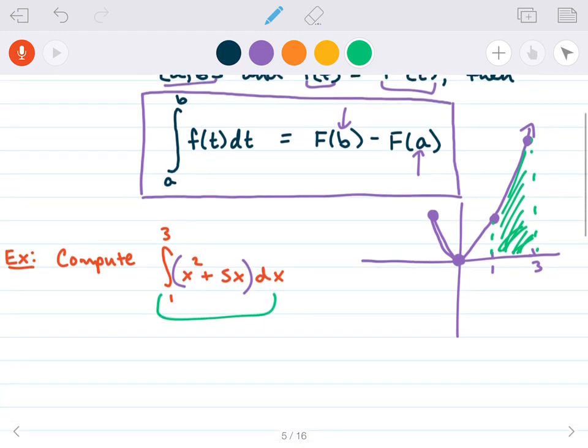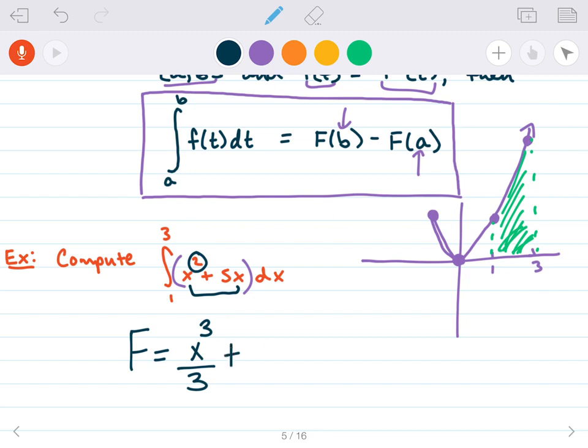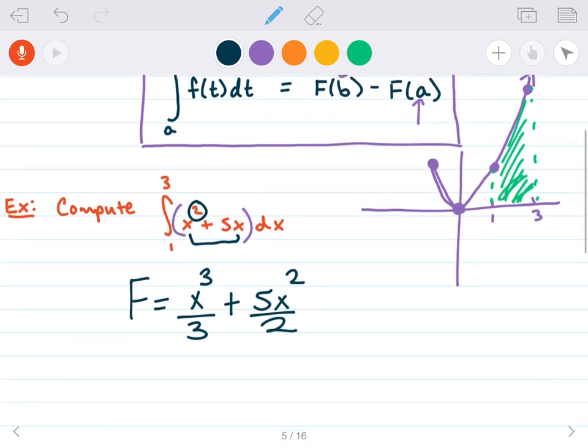Let's go ahead and do this. The first thing we need to do is find the antiderivative of this thing. Remember how we did that? We added 1 to the exponent and divided by whatever we got there. So the antiderivative here is going to be x to the 3 over 3, which, by the way, is capital F. We use capital F to denote this antiderivative. Plus 5x squared over 2. So this is my antiderivative, and of course plus c, but we don't need that with our definite integrals.